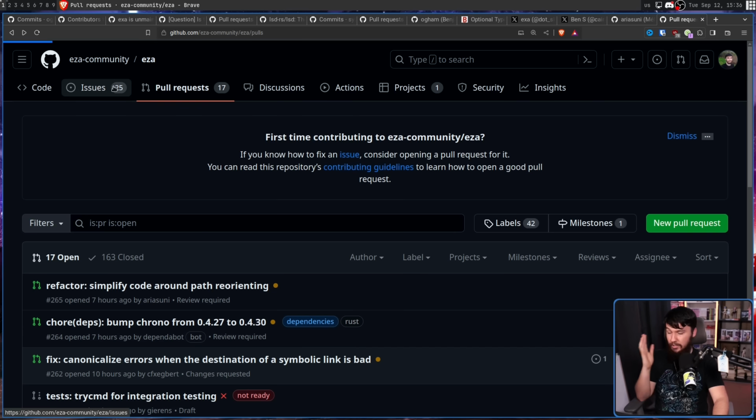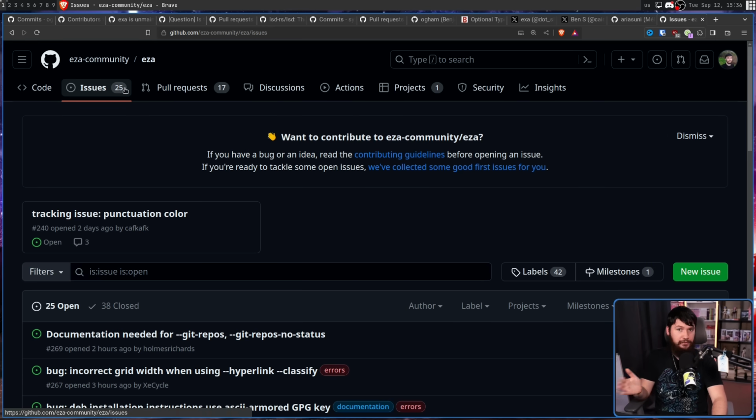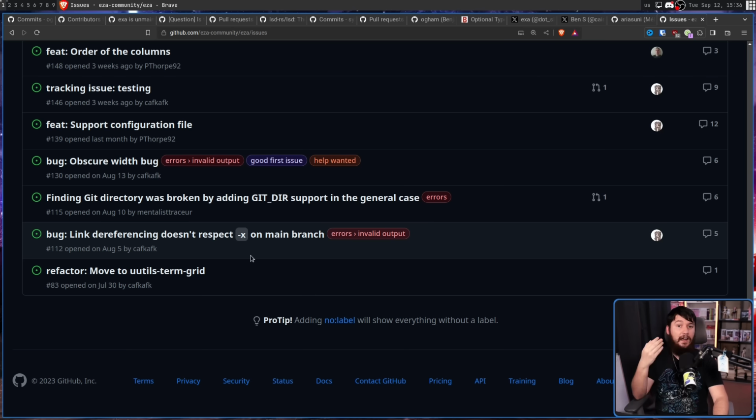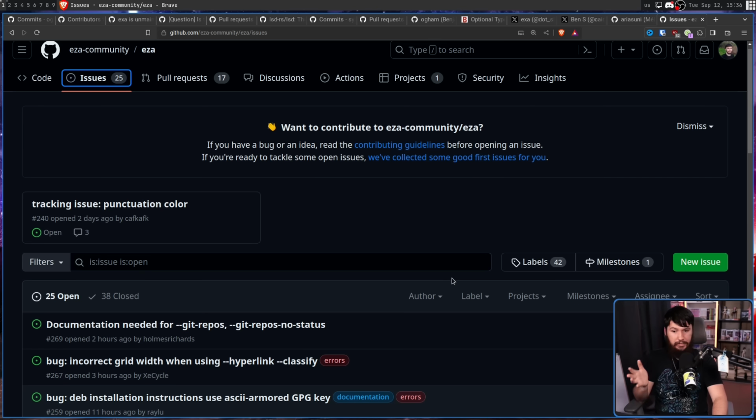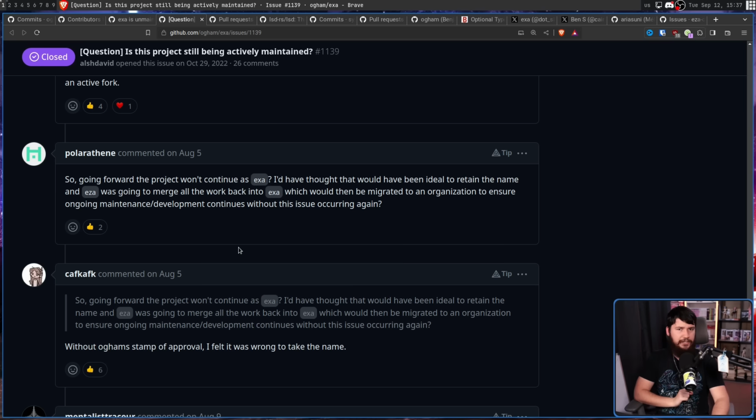As for the issues, there's only 25 open issues. Once again though, these are actively being discussed and actively being worked on, some of which are probably going to get resolved relatively quickly. Now, there was one issue regarding Ezza, that being the name. So going forward, the project won't continue as Ezza. I'd have thought that would have been ideal to retain the name, and Ezza was going to merge all the work back into Ezza, which would then be migrated to an organization to ensure ongoing maintenance slash development continues without this issue occurring again.